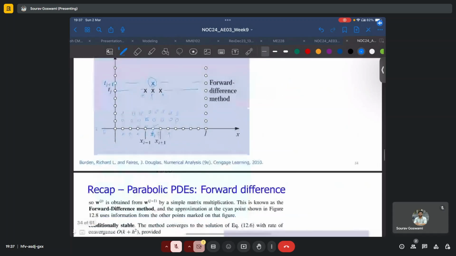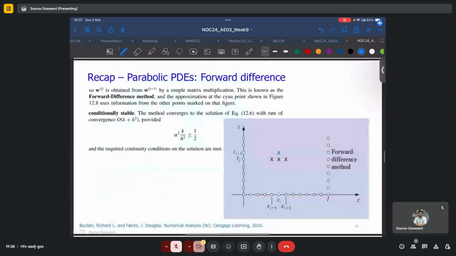However, despite its apparent ease, the forward difference method, or explicit schemes in general, are only conditionally stable. That is, they will be stable, or the solution will converge, only under specific conditions and not generally. And here, convergence is guaranteed at a rate of the order of k plus h square only if the product alpha square times k by h square is less than or equal to half, and also the required continuity conditions on the solution are met.